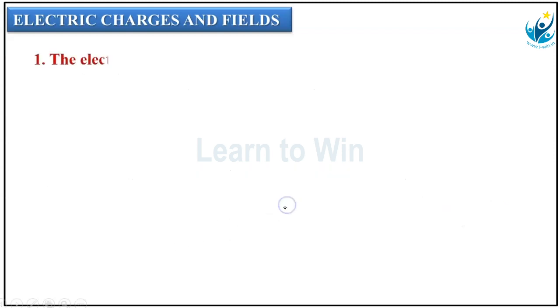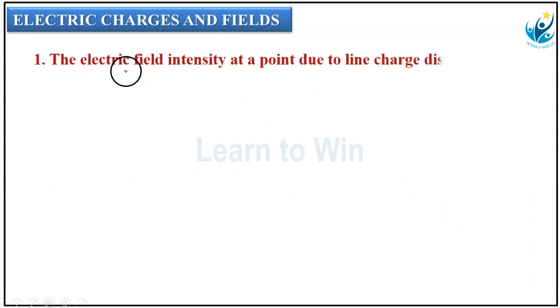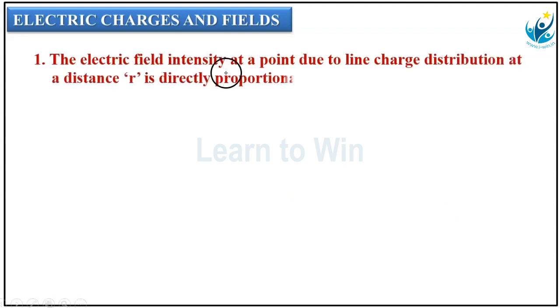Now, MCQ. The electric field intensity at a point due to line charge distribution at a distance r is directly proportional to. Options are 1 by r, r square, 1 by r square.